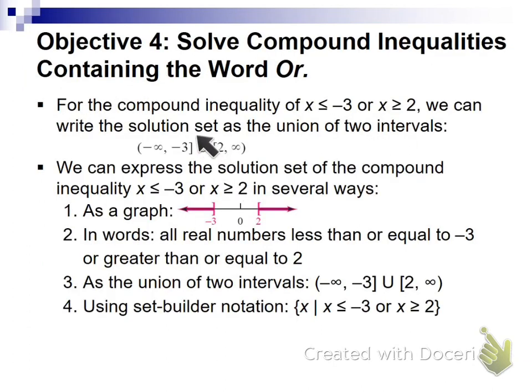Now look at this for the union. This is how you would have written it in the past. Would you agree? All x values less than or equal to -3, or x values greater than or equal to 2. You would have written it like this. So now look how I wrote it. From -infinity to -3 inclusively, or, that's a union symbol, inclusively 2 to infinity.